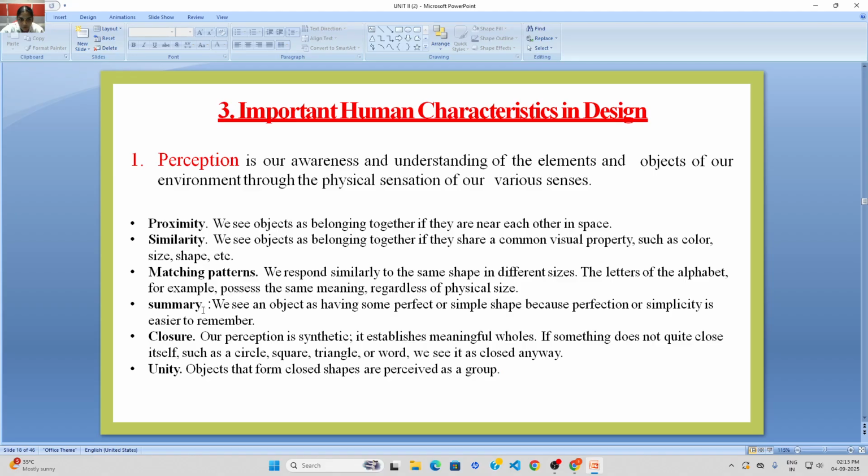Proximity means we see objects that belong near each other in space. Similarity means objects share common visual properties: colors, size, shape, and so on. Matching patterns means it responds similarly to the same shape in different sizes. Simplicity means we see an object as having some perfect or simple shape. Closure means our perception is synthetic; it establishes meaningful goals if something does not quite close itself. Unity means objects that form closed shapes are perceived as a group.